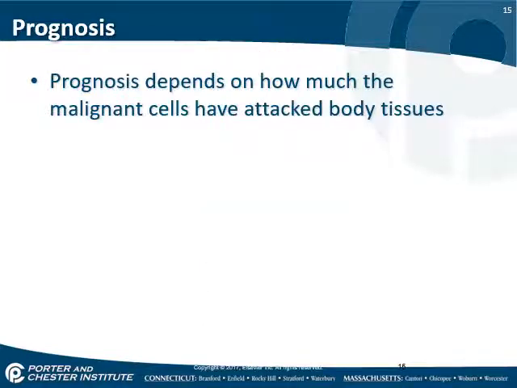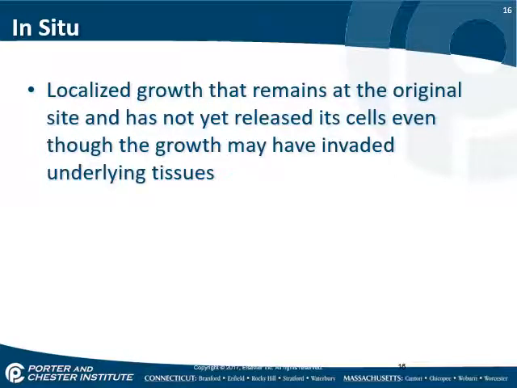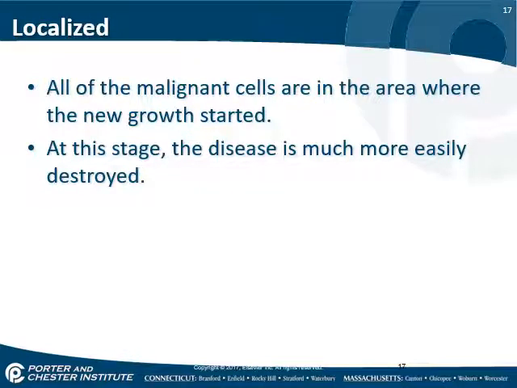Now, the prognosis is going to depend on how much the malignant cells have attacked body tissues. So we talk about cancer that is in situ. And this is a localized growth that remains at the original site. It has not yet released its cells, even though the growth may have invaded underlying tissues, but these cells are not out and about. And another way of saying this is localized. So all the malignant cells are in the area where the new growth started. And at this stage, cancer is much more easily destroyed.